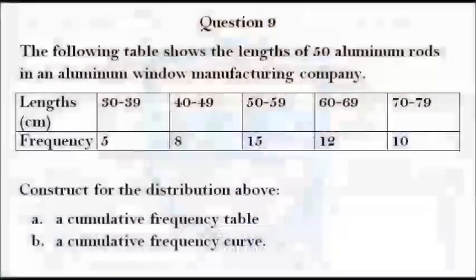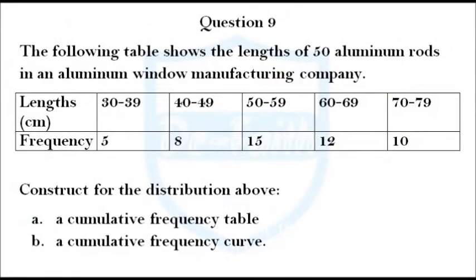Next question says, the following table shows the length of 50 aluminium rods in an aluminium window manufacturing company. Here is the table. We have to construct for the distribution A, a cumulative frequency table, and B, a cumulative frequency curve, which is also known as ogive.